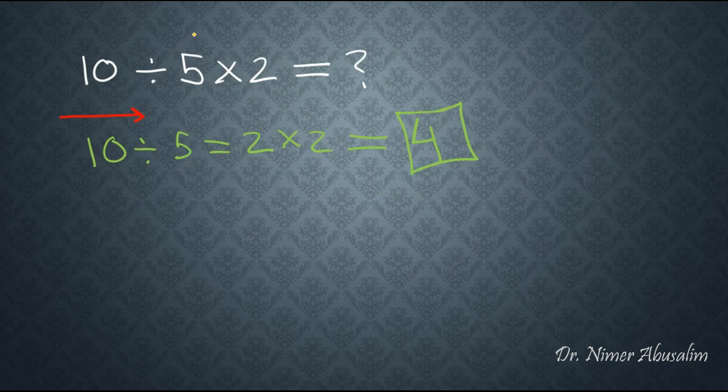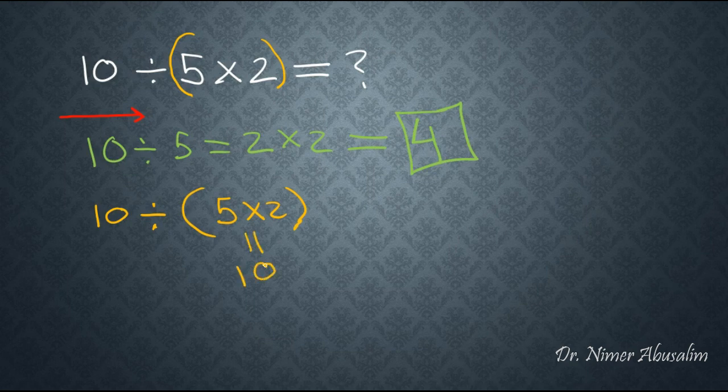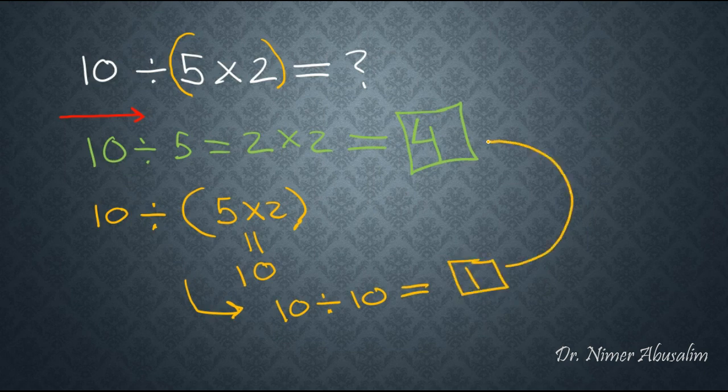But what if we do it this way instead? So we'd end up with 10 divided by 5 times 2. So what we're going to do is first come up with this result, which is 10. 5 times 2 is 10. Now we end up with 10 divided by 10, which equals 1. So you see the difference here? Big difference between 1 and 4. And the way meaning works in language is exactly the same. So that is the basic idea behind the principle of compositionality.